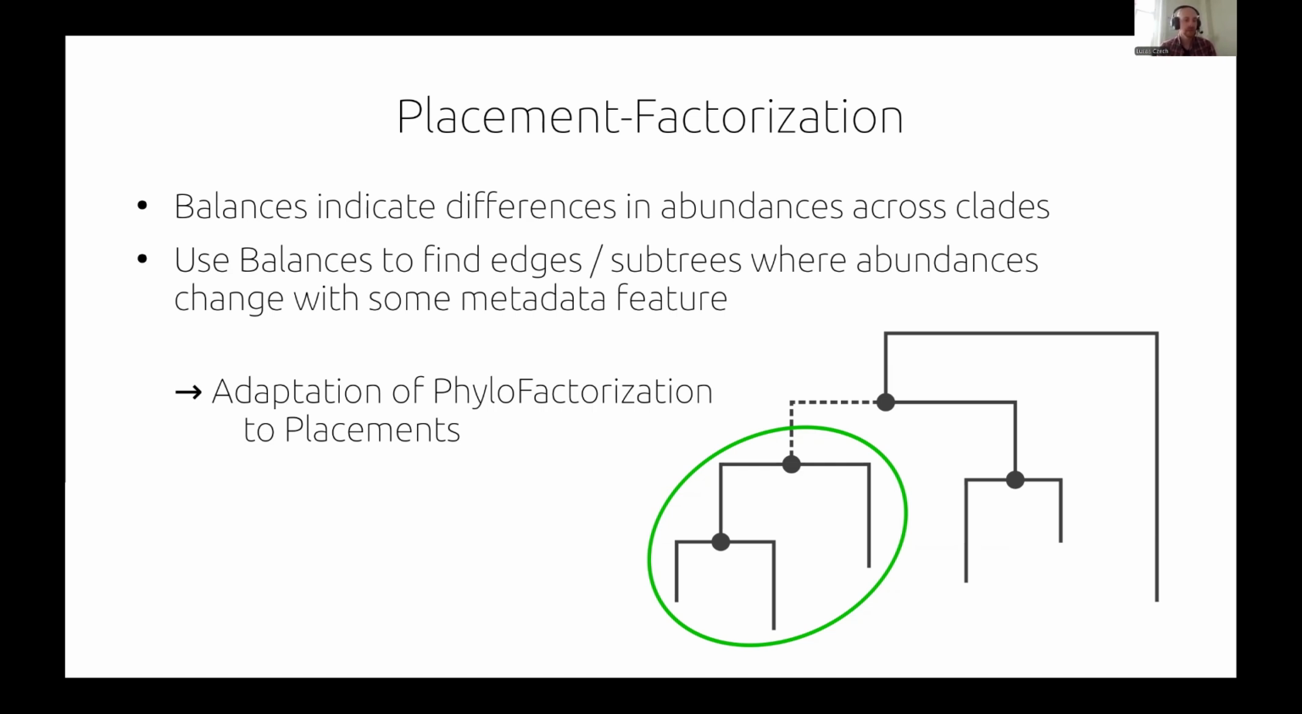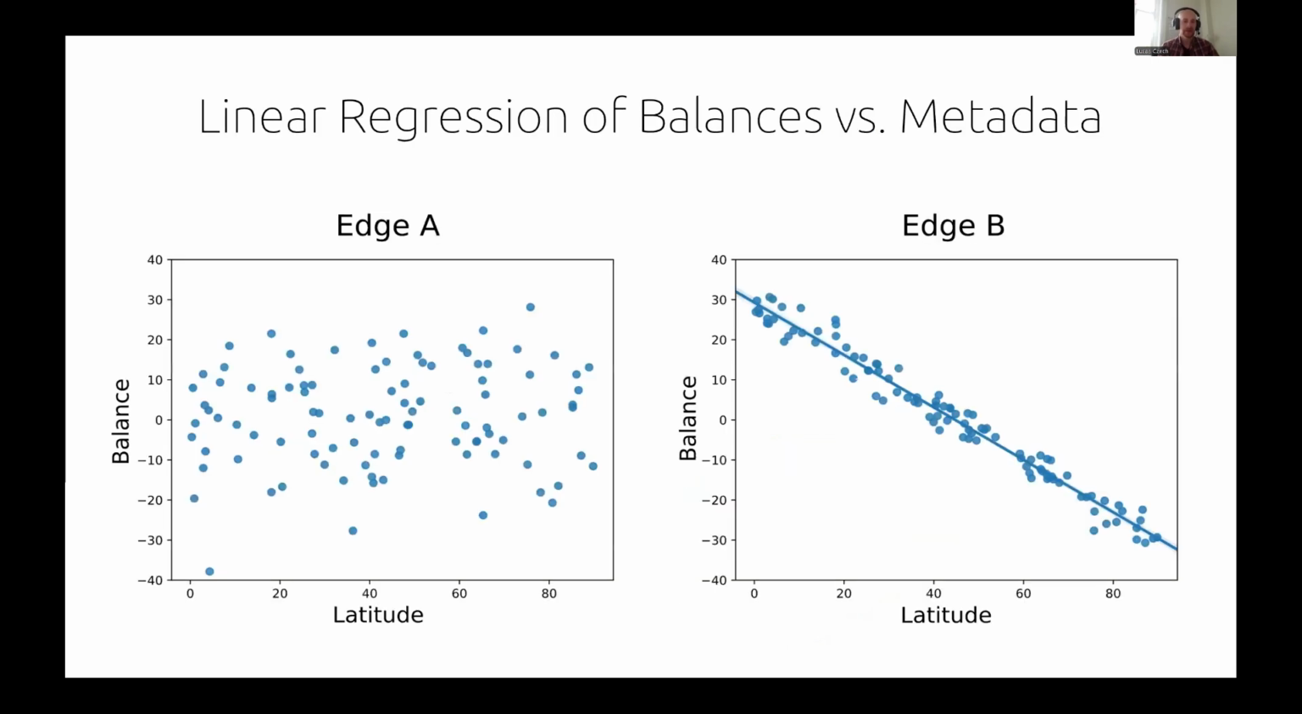And the adaptation here is to use placement data instead of trees themselves. So we still use the tree, but instead of using the tree as the input, we use the placement masses or their transformed balances as our input for the method. And we want to find edges or subtrees where something happens whenever some metadata feature changes.